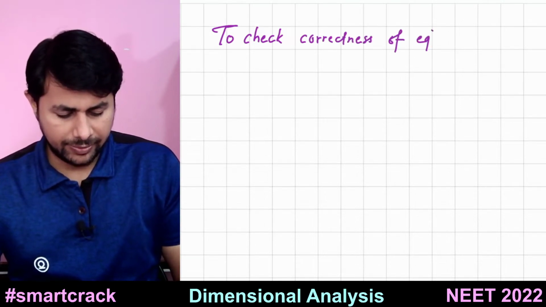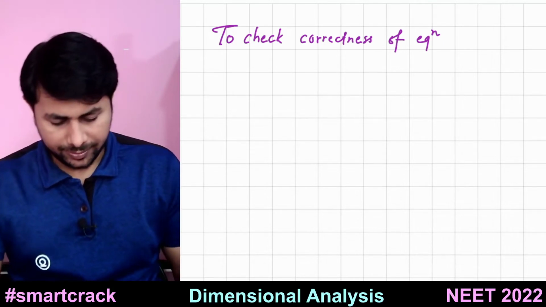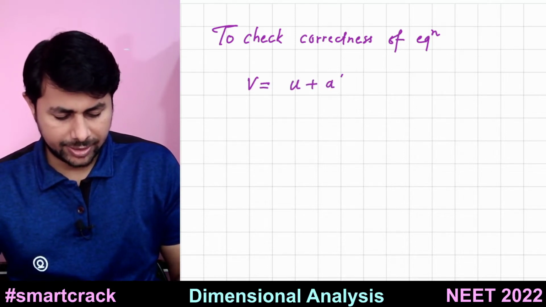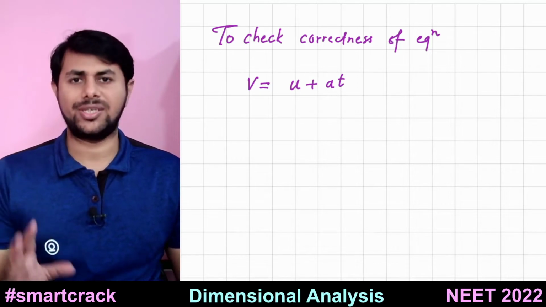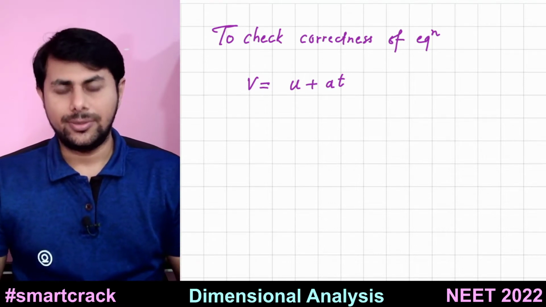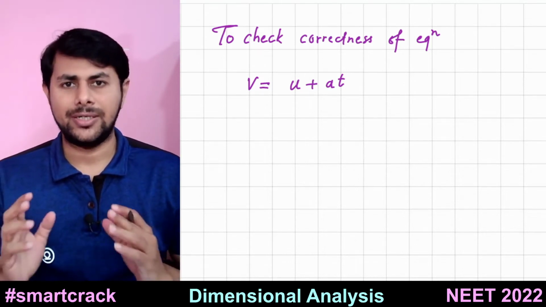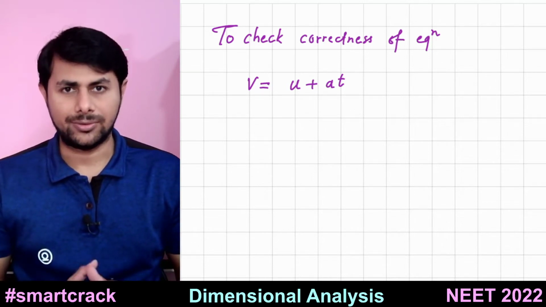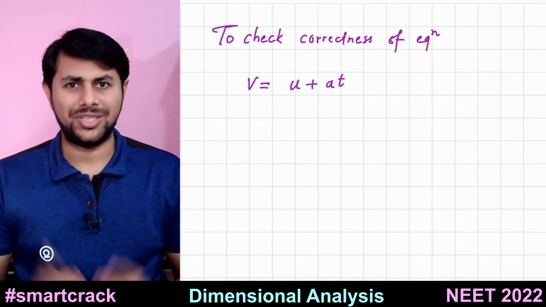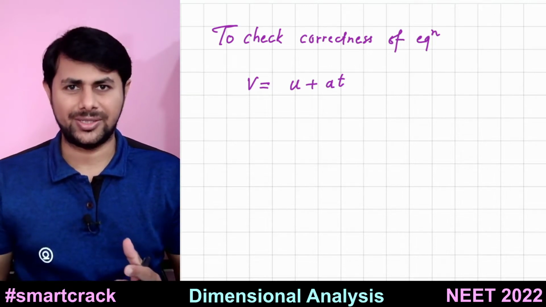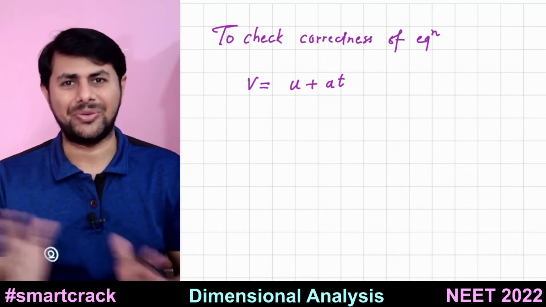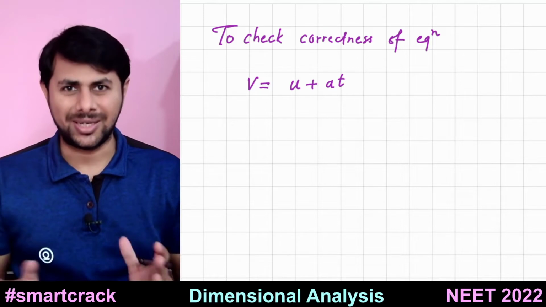of an equation. For example, let's consider this equation V equals U plus A times T. This is the first kinematic equation of motion for uniformly accelerated motion. In this equation, I want to check whether it is correct or wrong. So what will I do? I will find out dimensions of all terms involved in the equation. They should be equal, because dimensions mean what? Units. So units of all terms should be equal. Otherwise, we are comparing apples to bananas. We are equating apples to bananas, and that's not allowed.